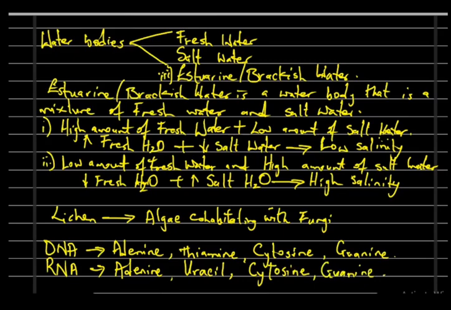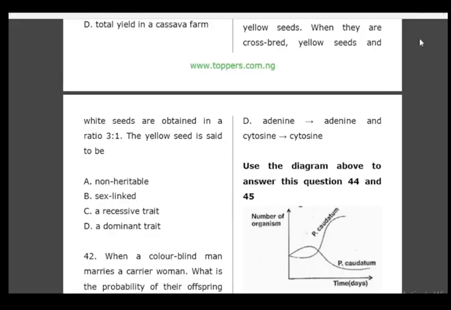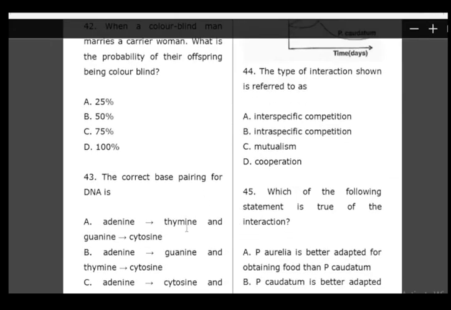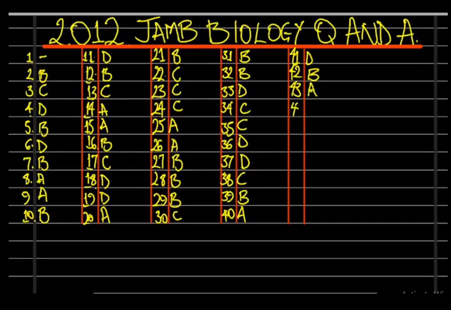So we always have this relationship between them, adenine connecting with thymine and then cytosine connecting with guanine. For the RNA, adenine connects with uracil and then cytosine connects with guanine again. So the answer to our question there for the DNA pair is adenine to thymine, then cytosine to guanine. That's the answer to our question. So we have it to be option A, adenine to thymine and guanine to cytosine. Option A.